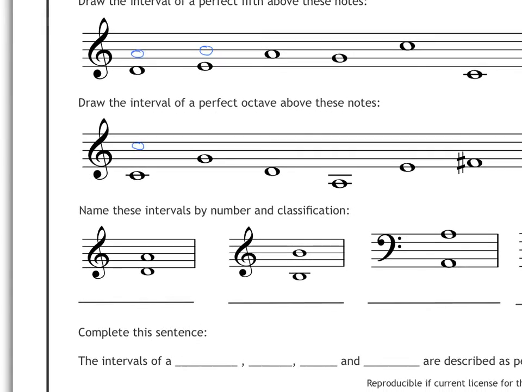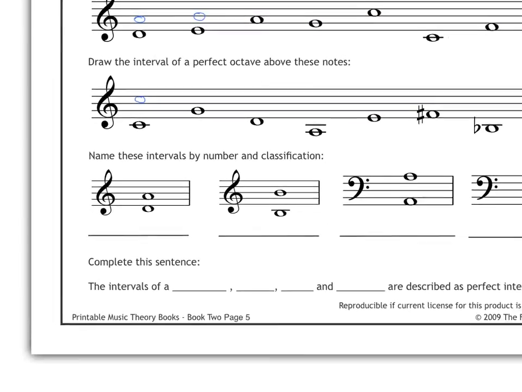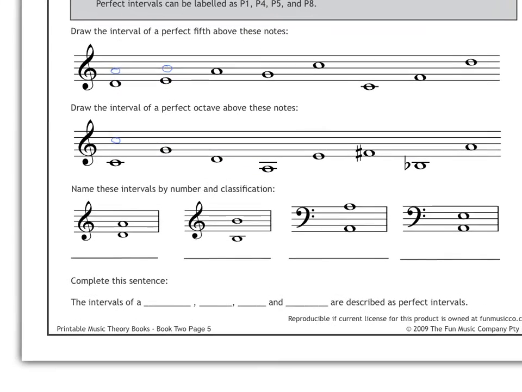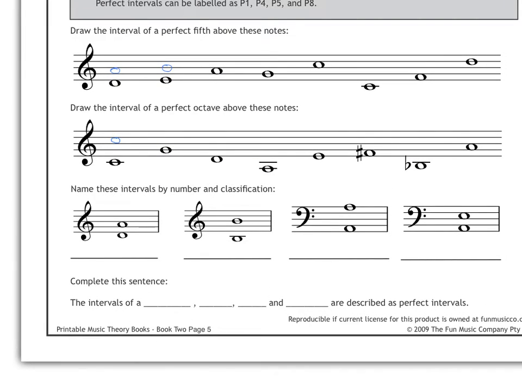Now you're going to name these intervals by number and classification. We've only introduced you to perfect ones, fours, fives, and eights. So that's the only kind of intervals you can have here: 1s, 4s, 5s, or 8s. So it should be pretty obvious which one is which. And then finally, complete the sentence. The intervals of a blank, blank, blank, and blank are described as perfect intervals. That should be glaringly obvious. Let's carry on to the next page when you're done.